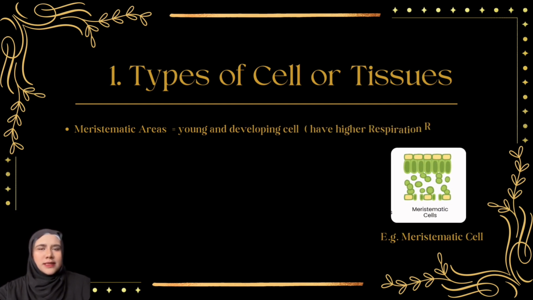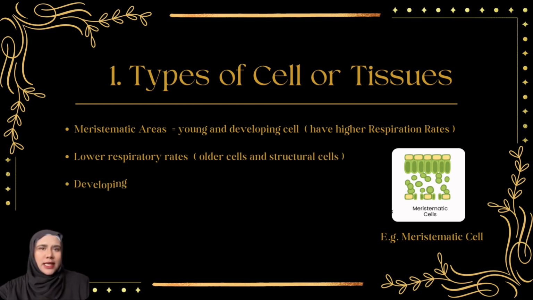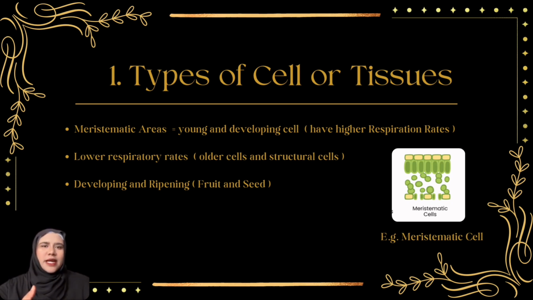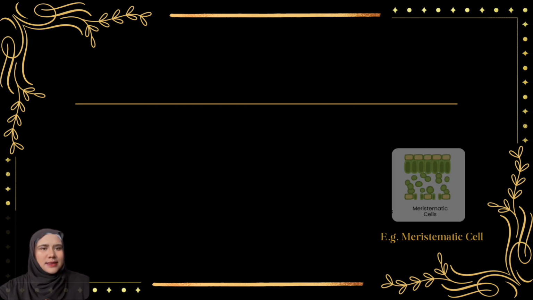So the first one is the type of cell or tissue. High respiration rate cells have extremely active mitochondria for the synthesis of ATP. They are active, proliferating, and synthesize protein, DNA, and cell wall components quickly. Cells that are older and structural cells reduce the respiratory rate. This is present in the meristematic region and also in mature and ripening fruit and seed.